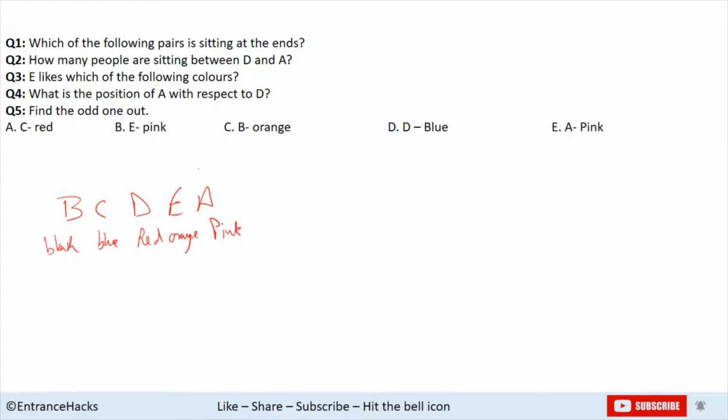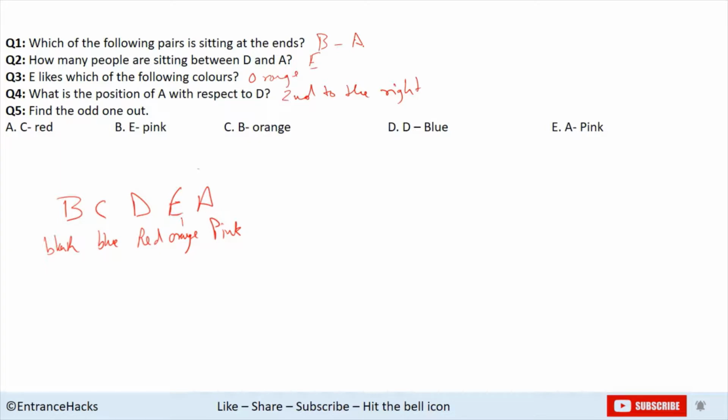Coming to the first question, which of the following pairs is sitting at the ends? It is B and A. How many people are sitting between D and A? It's just one, that is E. E likes which of the following colors? It is orange. What is the position of A with respect to D? It is second to the right.